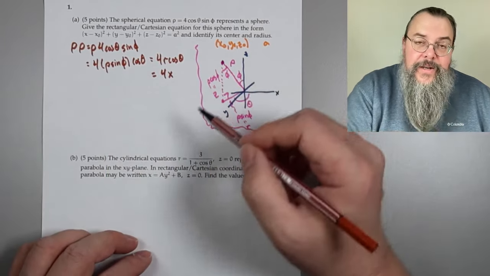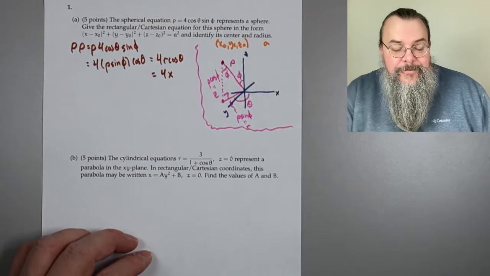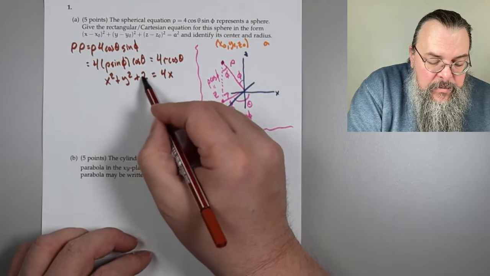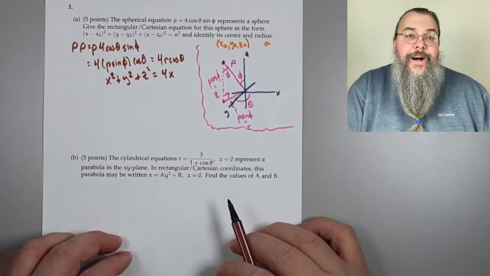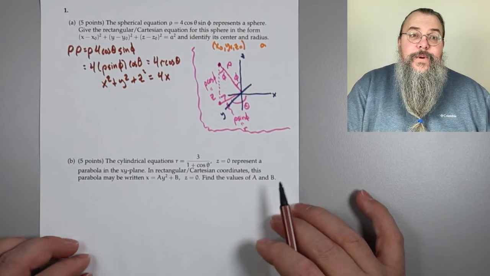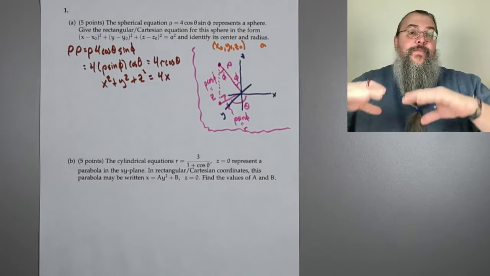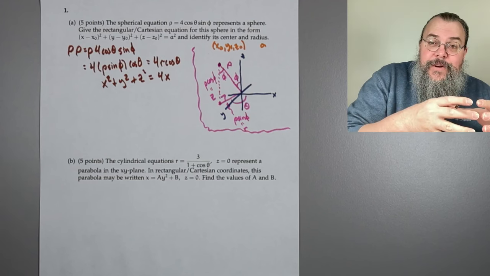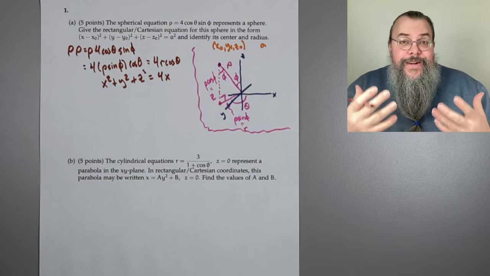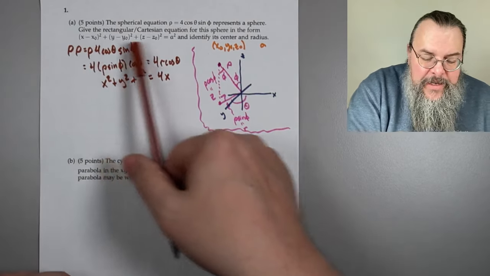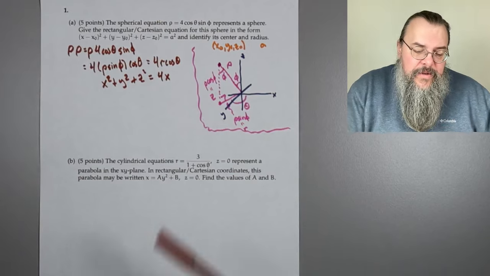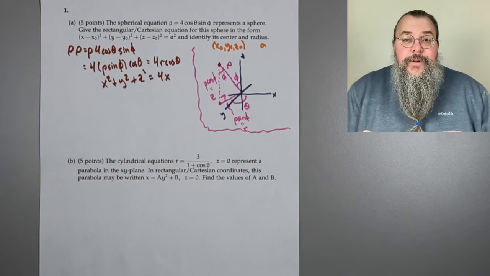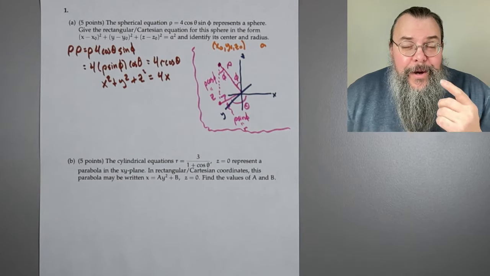Good. Now what about rho squared? Well, rho squared is x squared plus y squared plus z squared. So we get x squared plus y squared plus z squared equals 4x. Nice. In some sense, we've now done the hard part. We've gone from our spherical coordinates to Cartesian coordinates. We aren't done yet. We've got to rewrite it now in this form. So the problem is that this x is not there with that x. We need to put them together into one square.